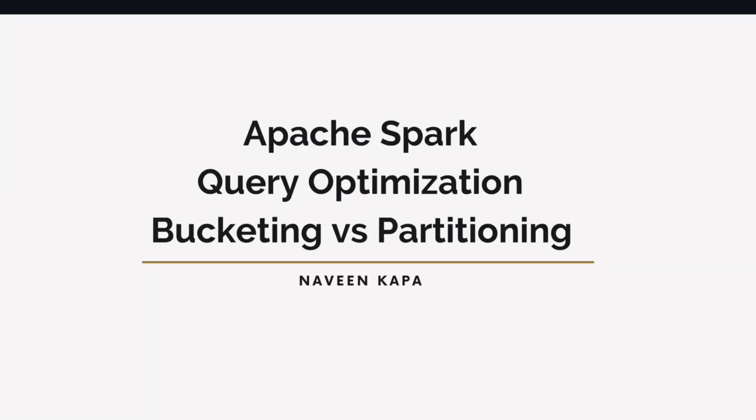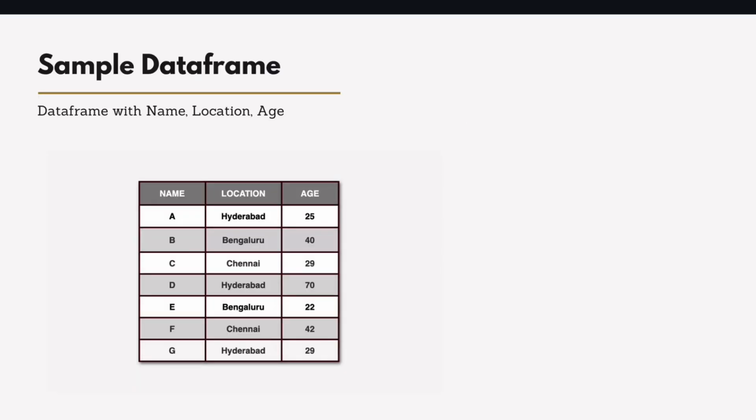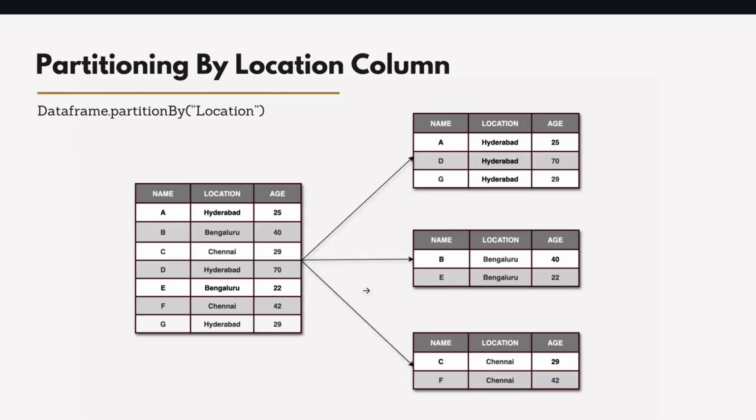In this video, we'll try to see how we can optimize our query with bucketing and partitioning. So if we consider the sample data frame with name, location, and age as columns, let's try to partition this based on location. The use of this partitioning is that whenever we run any query, only the partition for that specific column will be read.